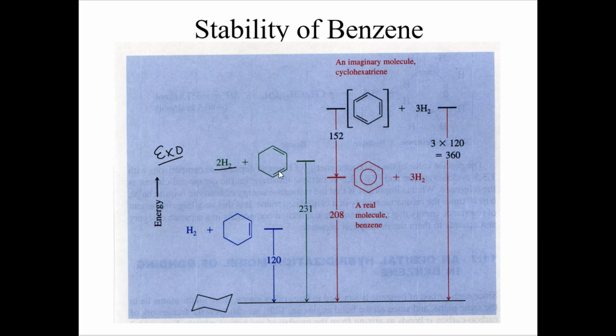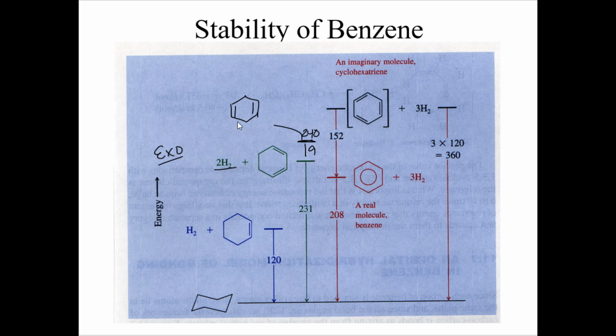If we take the conjugated system, we should get 240, right? Because it's 120 per double bond, but we only get 231, which means we've got a difference of 9, because the system here is conjugated, and therefore it's 9 energy units more stable because of the conjugation. So this would correspond to something like isolated double bonds that we were hydrogenating. That should give us 240.